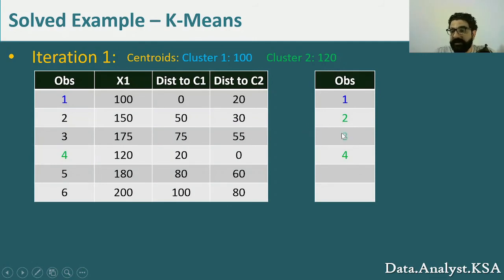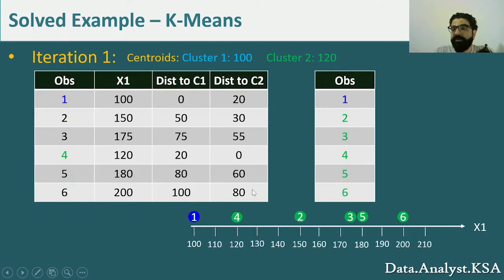Observation 3 is going to be green as well. Observation 5 is going to be green because 60 is less than 80, and observation 6 is going to be green because 80 is less than 100. So this is how the new clustering looks. And now I have to calculate the new centroids.